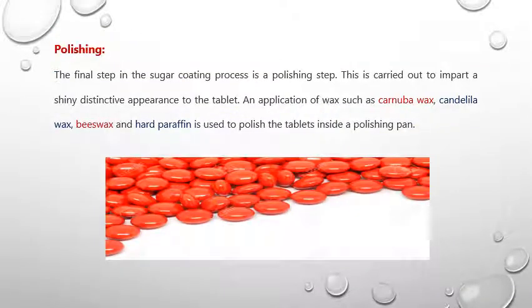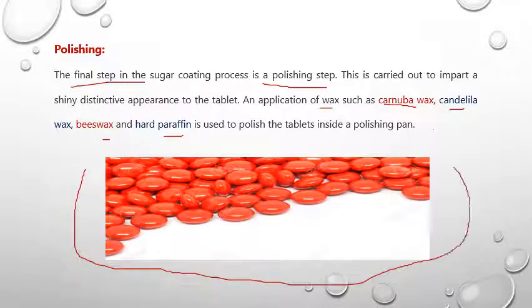Now polishing. The final step of the sugar coating process is the polishing step. This is carried out to impart a shiny, distinctive appearance to a tablet. An application of a wax such as carnauba wax, candelilla wax, beeswax and hard paraffin is used to polish the tablet inside the polishing pan. If you see the diagram, this is a sugar coated tablet after completing all steps of coating.